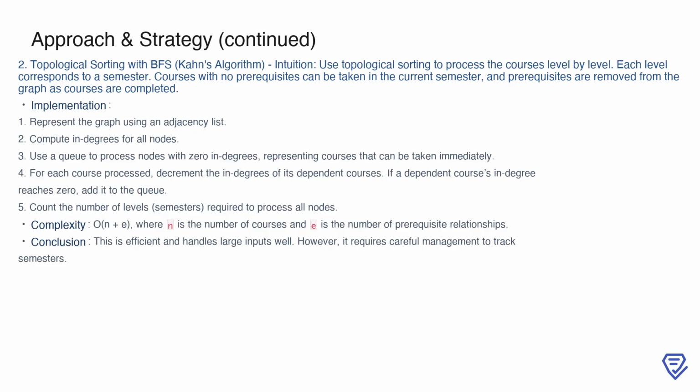A queue is then used to process nodes with 0 indegrees, which represent courses that can be taken immediately. For each course processed, we decrement the indegrees of its dependent courses, and if a dependent course's indegree reaches 0, it is added to the queue. Finally, we count the number of levels in this process, which corresponds to the number of semesters required.